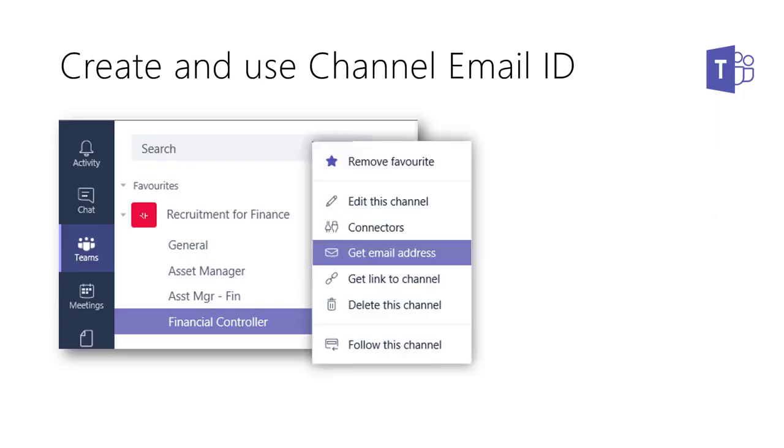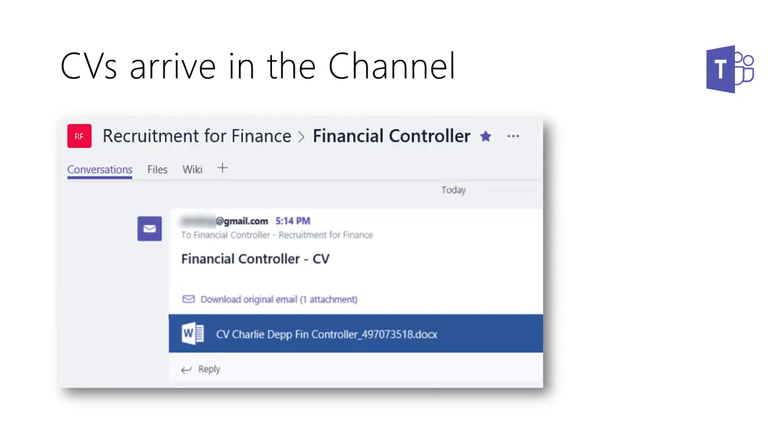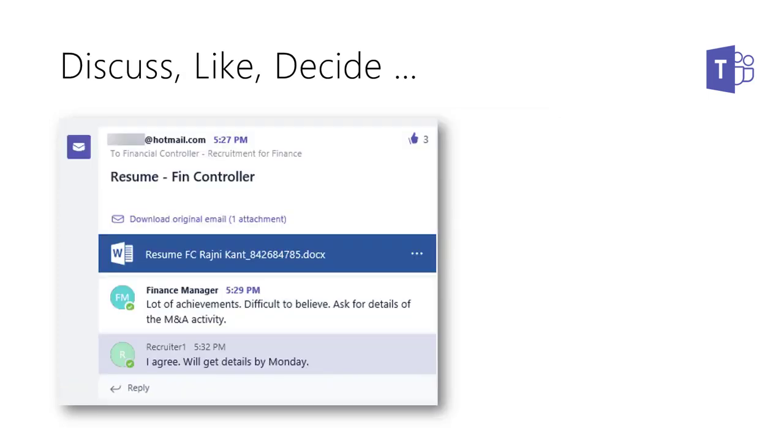The best option is to create a special email ID for each open position, for each channel in this case. Use this email ID for receiving CVs. The incoming CVs are posted in the channel automatically. Everyone can read the message, view the CV, like it and comment on it. Recruitment activities are now easier and more focused.